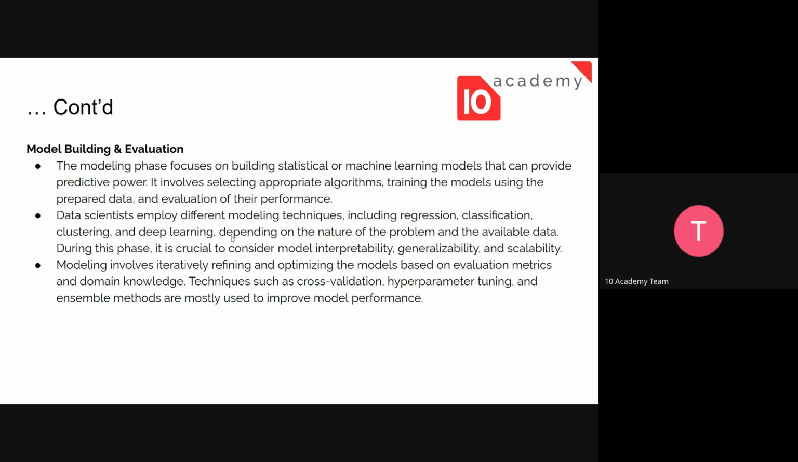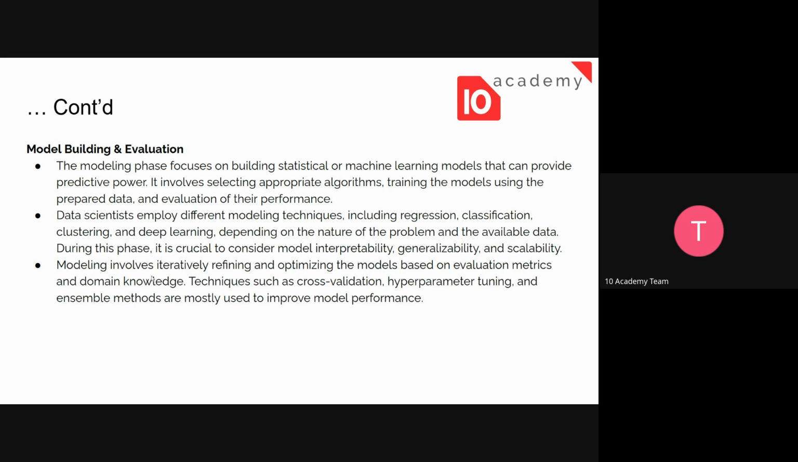Then training the models using the prepared data and evaluating the performance. From the beginning, data scientists deploy different modeling techniques, including regression, classification, maybe clustering. Also, you might go to neural networks and choose different models. It depends on the nature of the problem, as we always say, and what type of data is available. Even if we're using deep learning, we might need a larger amount of data than with normal ML models, right?